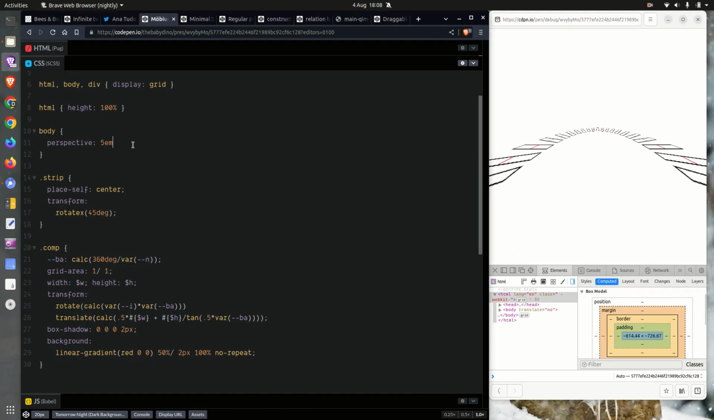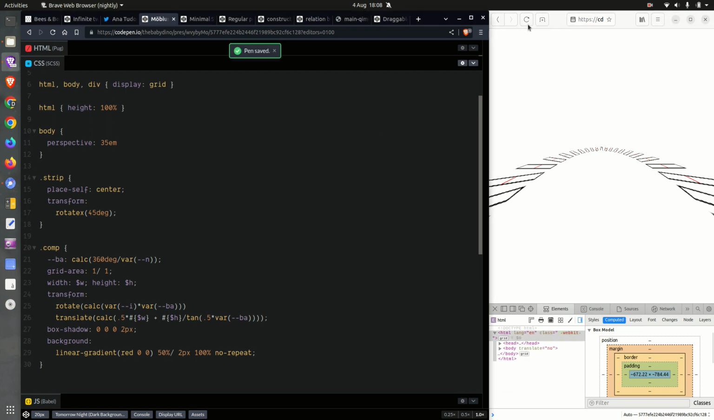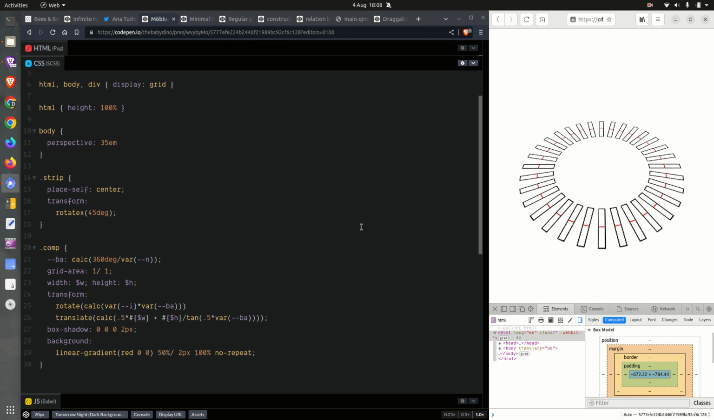But we don't want that. So, I messed it up. Okay, let's refresh. Oh, I didn't save before refresh. Sometimes it's so weird with no auto update.